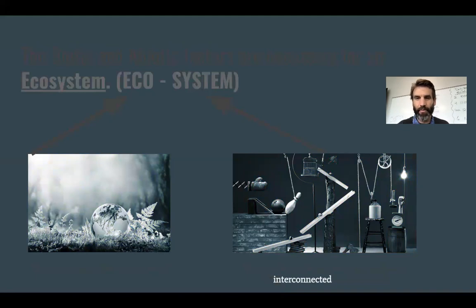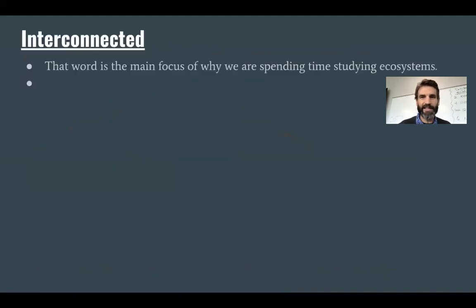Yeah, that's really important. And that is the main focus of why we are spending time studying ecosystems, to understand that everything in the ecosystem is interconnected. So if you change one factor, living or non-living, introduce a species, a species goes extinct, you change the flow of the river, you change the amount of sunlight that can come in, any of these things have major effects all throughout all of the components of the ecosystem.